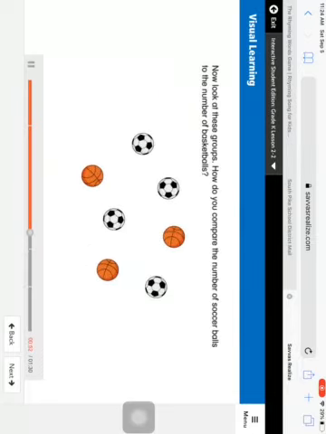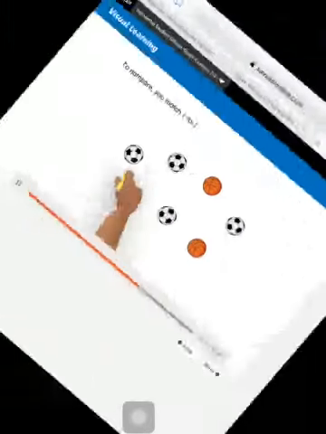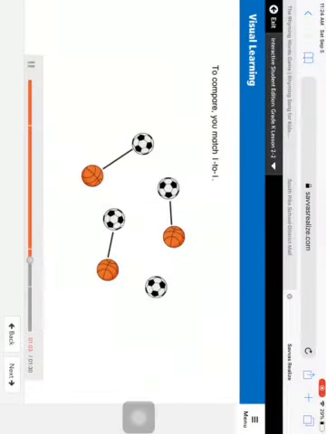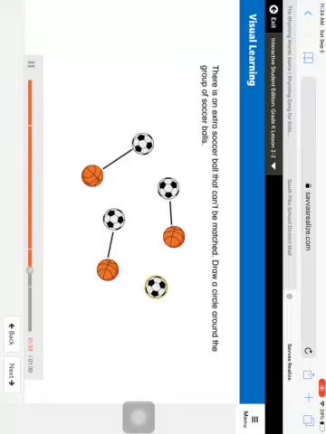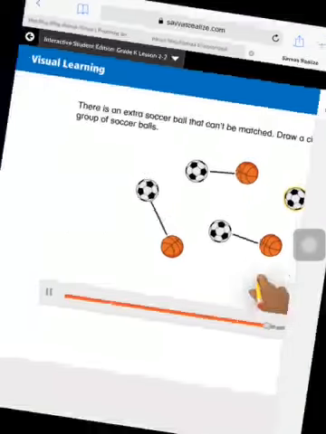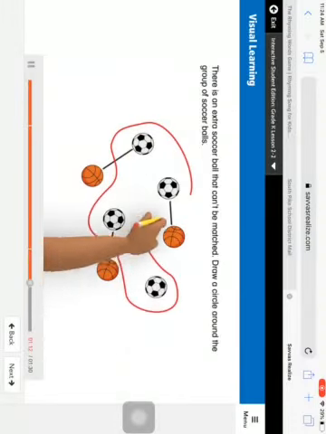Now look at these groups. How do you compare the number of soccer balls to the number of basketballs? To compare, you match 1 to 1. There is an extra soccer ball that can't be matched. Draw a circle around the group of soccer balls.